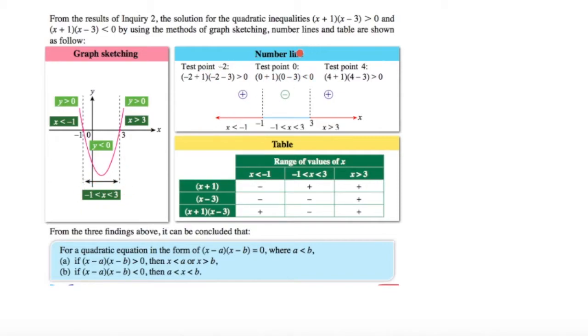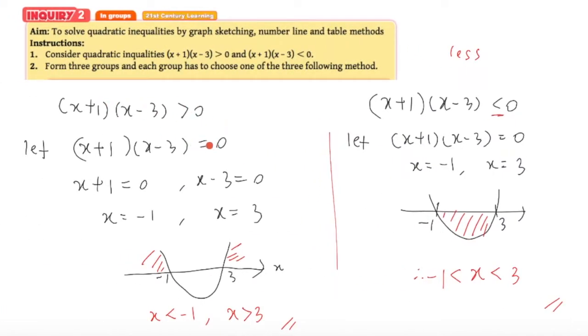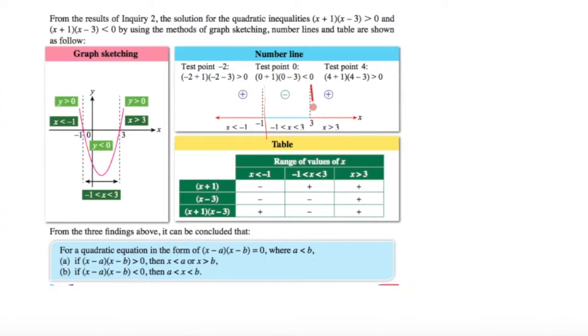Okay, for the number line, we also need these two numbers, negative 1 and 3. Meaning I let the whole thing equal to 0 and get these two, negative 1 and 3. Number line means I put the numbers here, negative 1 and 3, and then I substitute values. For less than negative 1, maybe I put negative 2 as a test point, substitute inside here. Negative 2 plus 1, negative 2 minus 3. You will get a number.